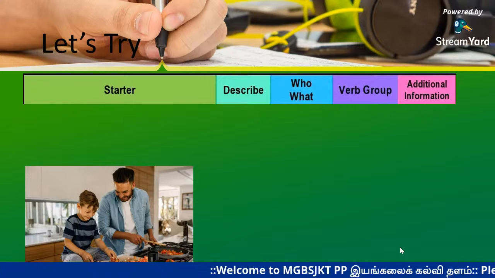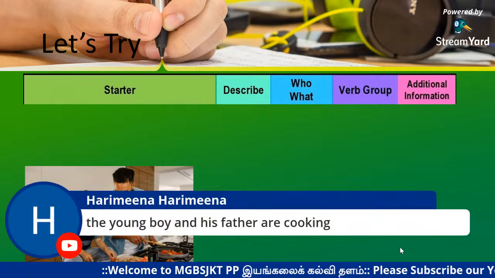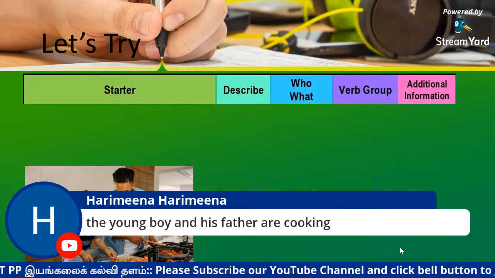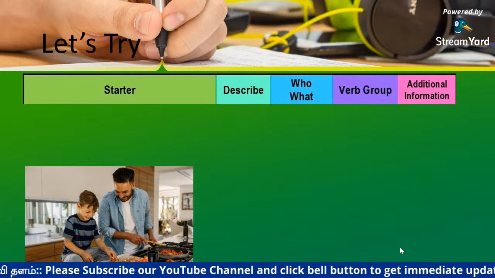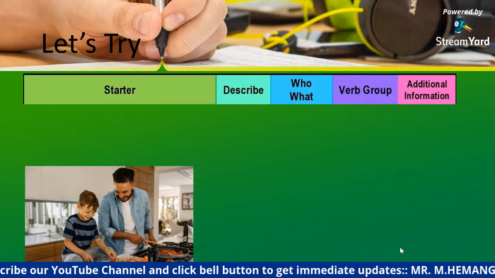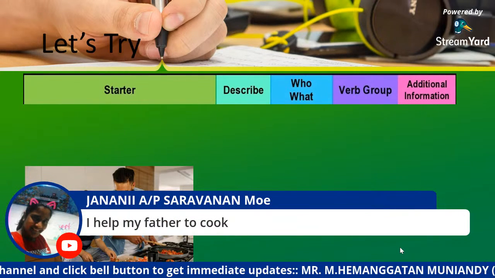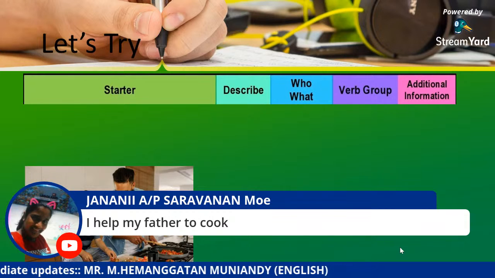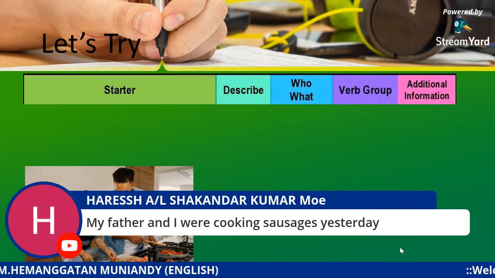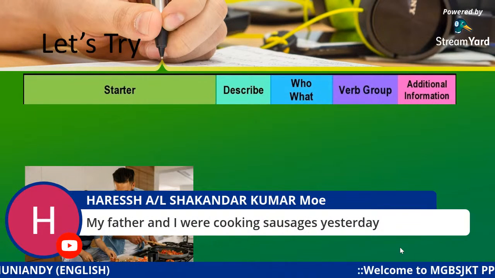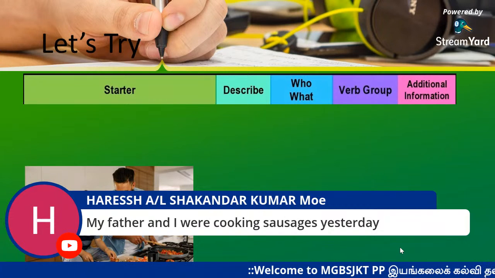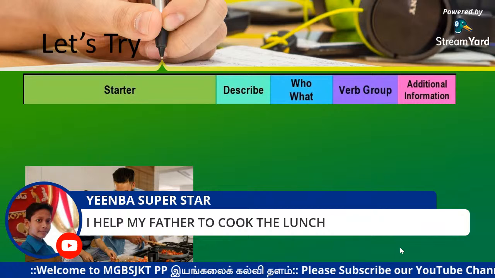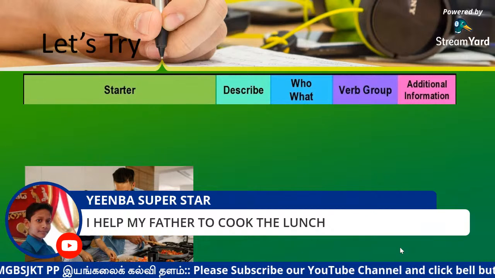Right? Let's look at, I'm just going to read about 5 sentences. There is a boy there. The young boy and his father are cooking, by Harimina. Okay, sounds good. Janani, I help my father to cook. Okay, you have omitted the description. Harish, my father and I were cooking sausages yesterday. Sounds very good.